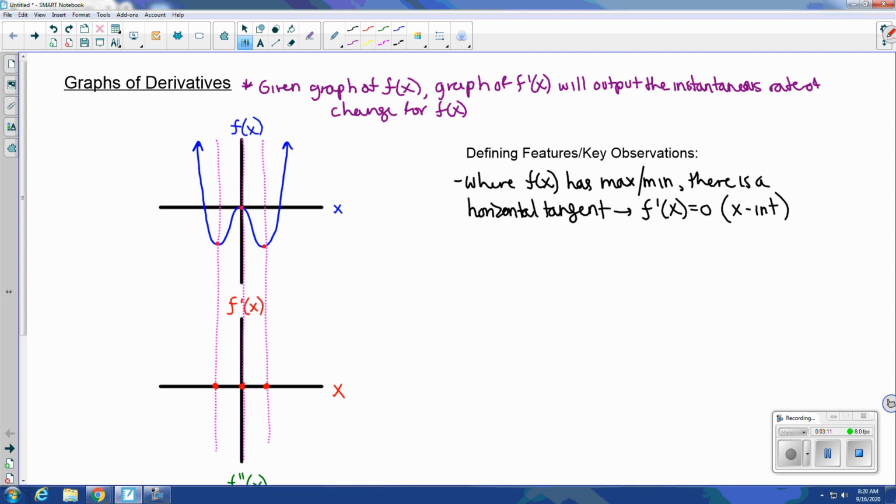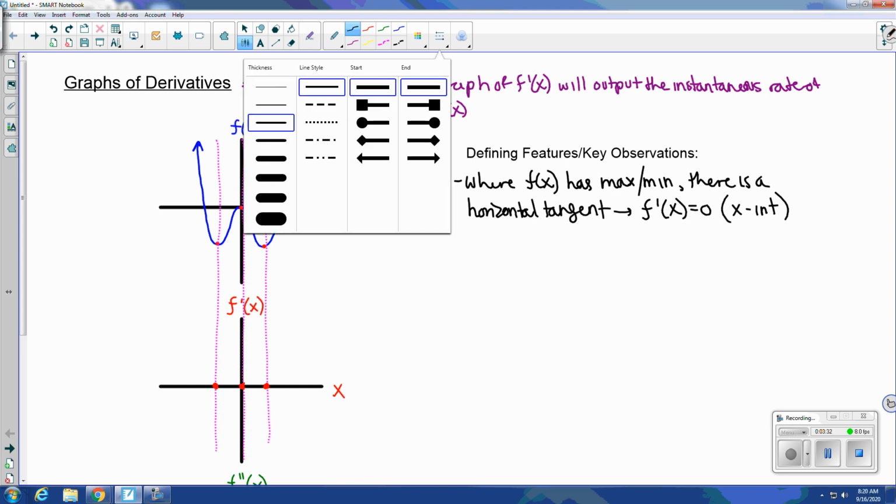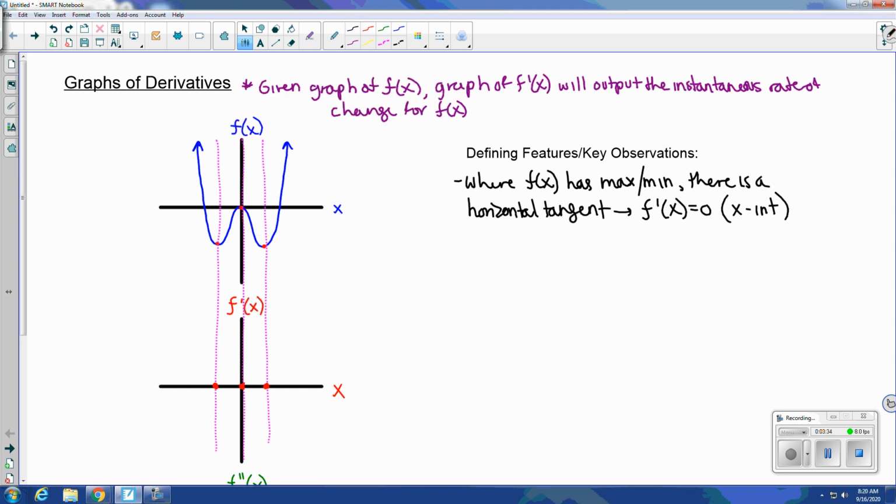Okay? So I've located where the x-intercepts of f prime should be based on where the max mins of f of x are. And again, f prime of x outputs instantaneous rate of change. We know at max mins we have horizontal tangents, and horizontal tangents have slope of 0, which is why we have x-intercepts there. Now, the next defining feature we want to look at is where is f of x increasing and decreasing? And then we'll look at where, when it's increasing or decreasing, at what rate is it increasing or decreasing?